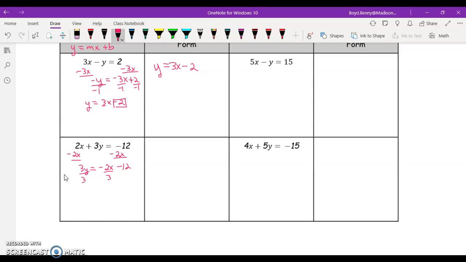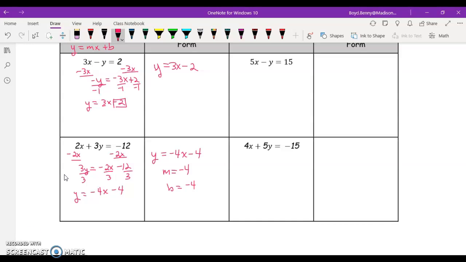Then I'll divide every term by 3 to isolate my y. That'll give me a -4x minus 4. So my slope-intercept form of that equation is y equals -4x minus 4. So that would give me a slope of -4 and a y-intercept of -4 also.